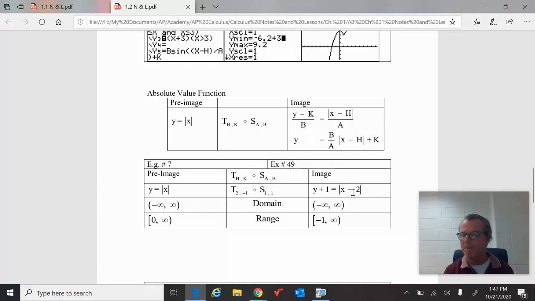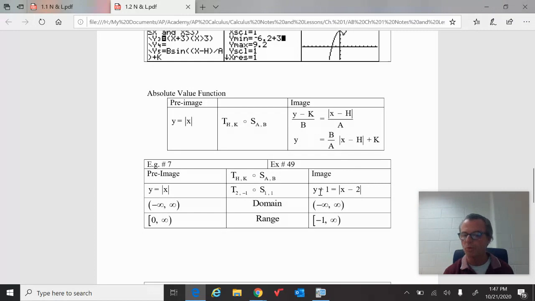Well, A and B are 1, which is the identity element of multiplication. So there was no scale change in this graph. It was slid 2 to the right, down 1. You replace x with x take away 2, which slides it 2 to the right. You replace y with y plus 1, which slides it down 1.